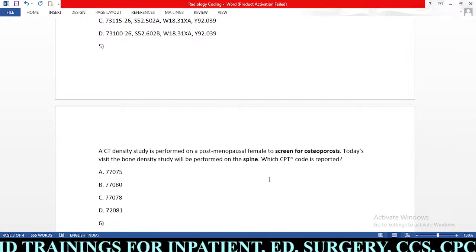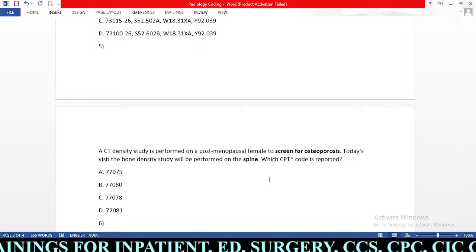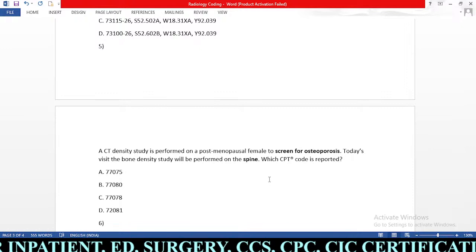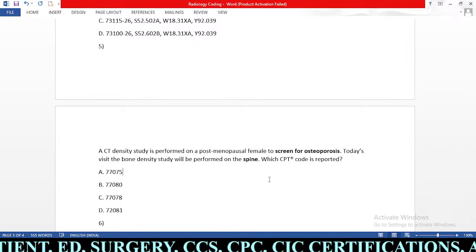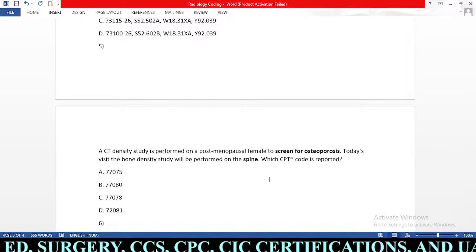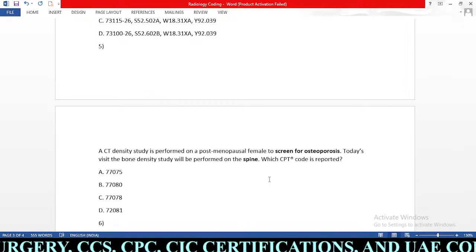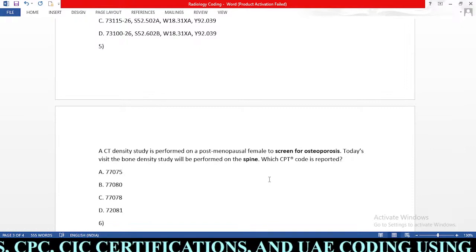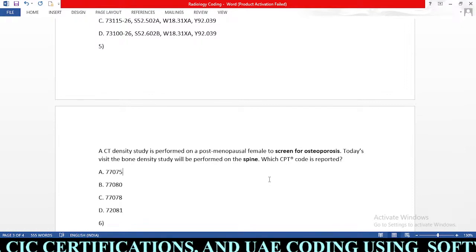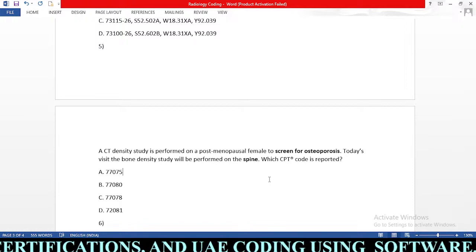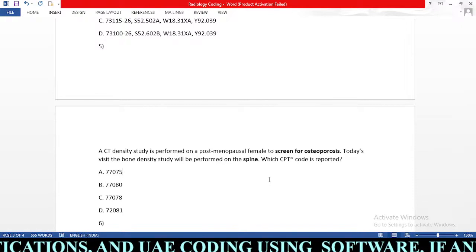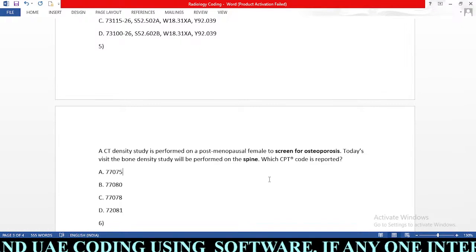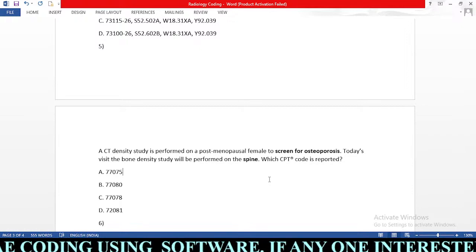So for the first code, we will check 72081. What is 72081? Radiologic examination, spine, entire thoracic and lumbar including skull, cervical and sacral spine if performed. So that is wrong here. It is entire thoracic and lumbar, so that is not correct. So we will eliminate 72081. Based on our description, this is wrong. Also there are no views in this question, but 72081 is one view. So we will check the remaining codes.